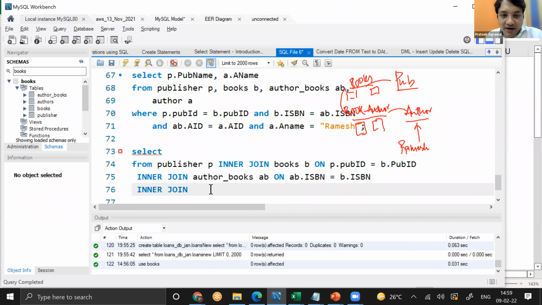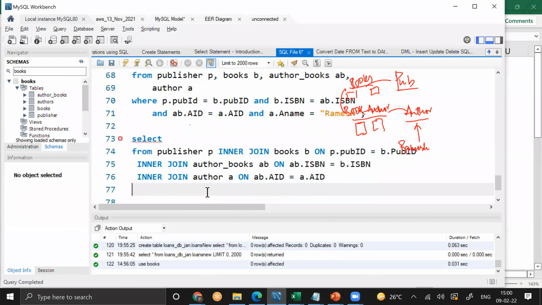Tell me what should I write here now, if you really understood. Publisher P inner join books B on P dot pub ID is equal to B dot pub ID. Inner join author books AB on AB dot ISBN is equal to B dot ISBN. And what should I write here? Inner join author A on AB dot AID is equal to A dot AID. And where A dot A name is equal to Ramesh.